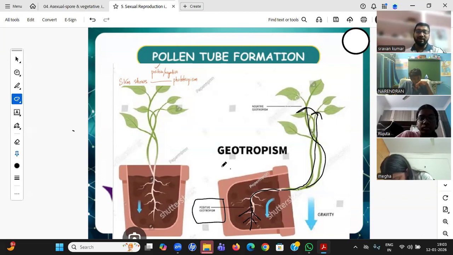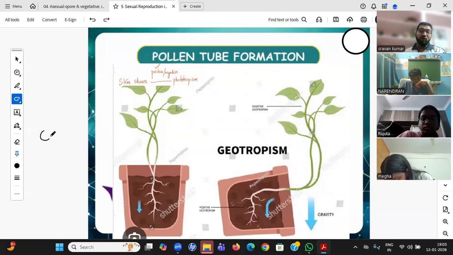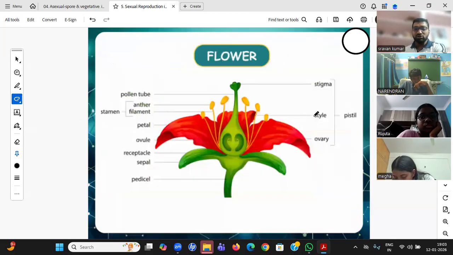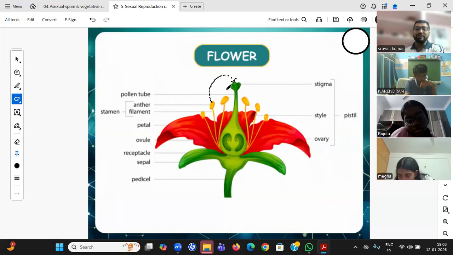But I have already said one more thing, chemotropism, and I said that you may not get this topic over here, but in the next chapter I'll discuss it clearly. That is what I'm discussing now. Chemotropism. Okay. So now you know all the parts of the flower. Pollen has to move from the anther to the stigma. This is already done by the pollinator, which may be abiotic or biotic.